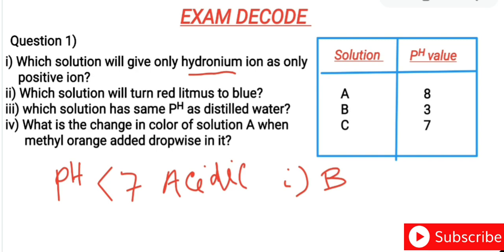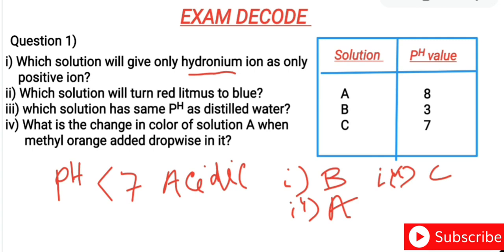Solution B. The solution which turns red litmus to blue. Red litmus to blue means definitely basic. Which solution is basic in nature? This means solution A is basic in nature. Which solution has the same pH as distilled water? Distilled water is a neutral solution. So solution C is the neutral solution because its pH is 7.